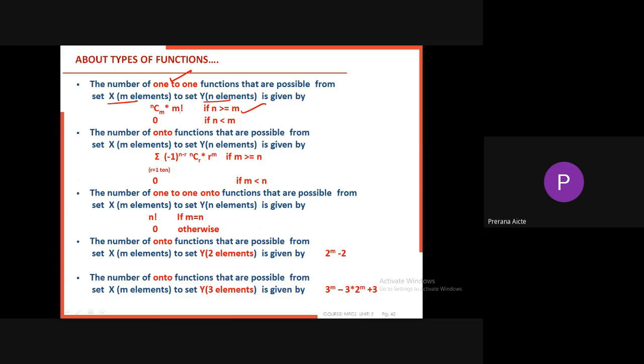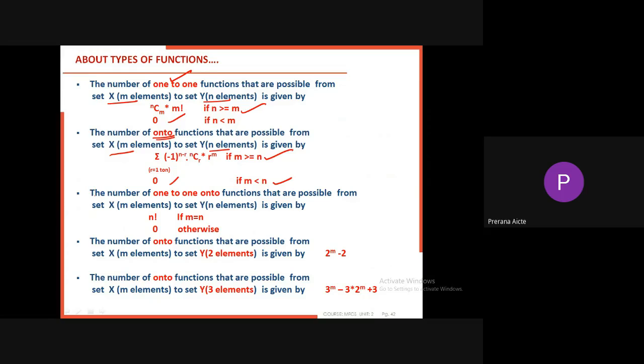Suppose if n value is less than m, then it becomes 0. Similarly, the number of onto functions that are possible from set x to set y with m and n elements is given by the summation of r equal to 1 to n of (-1) to the power of (n minus r) into nCr into r to the power of m, if m is greater than or equal to n. If m is less than n, then it becomes 0. See here, we considered the n value first, but here we will consider the m value as the first.